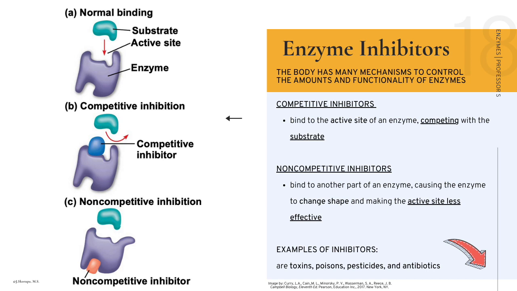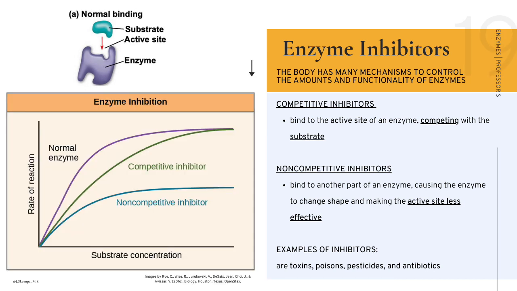Image C shows non-competitive inhibition. Non-competitive inhibitors bind to another part of the enzyme other than the active site, causing the enzyme to change shape and making the active site less effective. Here, the orange inhibitor is binding at the opposite side of the enzyme, and we see that the active site has changed shape. Now the substrate can't bind to the active site, and this reaction is inhibited. Examples of inhibitors are toxins, poisons, pesticides, and antibiotics.